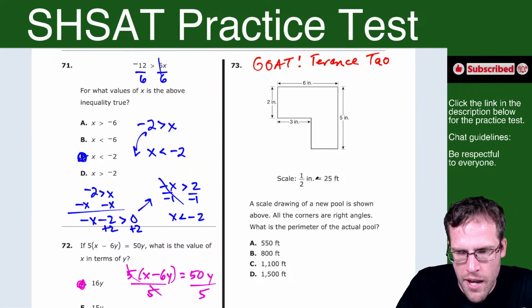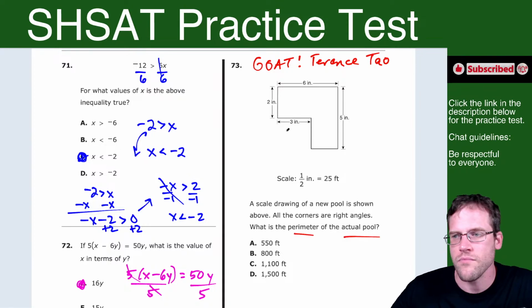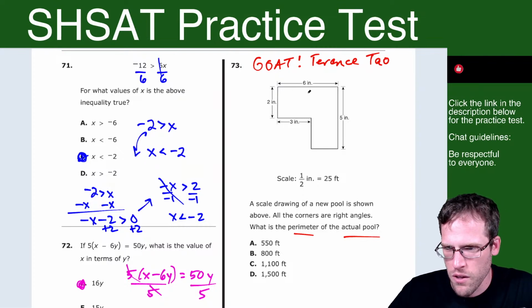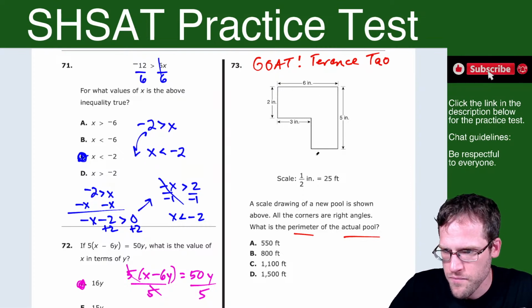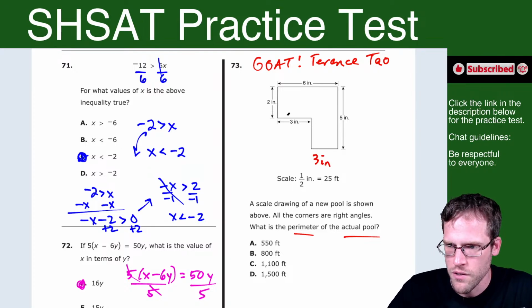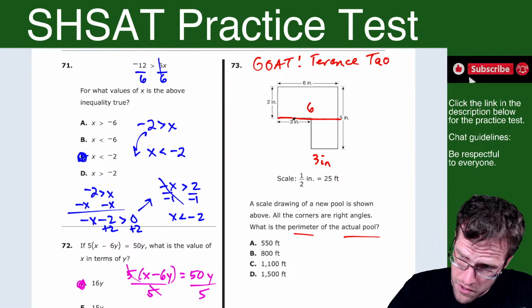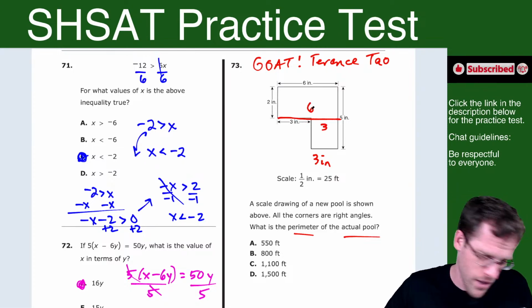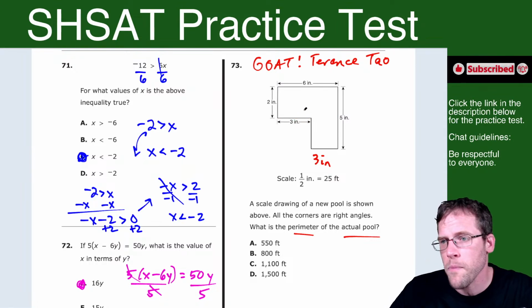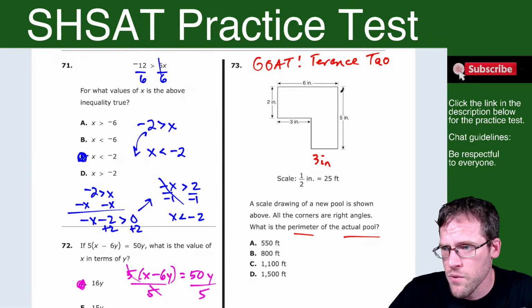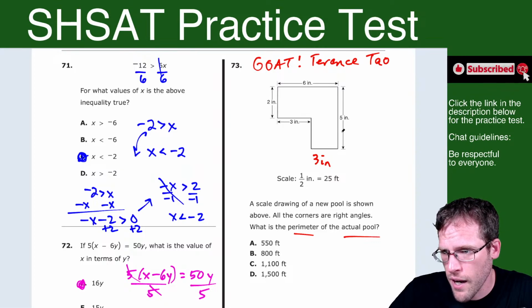So let's see. Scale, a half inch is 25 feet. A scale drawing of a new pool is shown. All the corners are right angles. What is the perimeter of the actual pool? Okay, so this is one of those things. If this is 6 and this is 3, this is also 3, because this entire thing is 6, so 3 plus 3. This would have to be 3, right? And it's because those are all right angles. Same idea: if this is 2, then this is 2, so then this would have to be 3, because 3 plus 2 would give you the whole thing, 5.